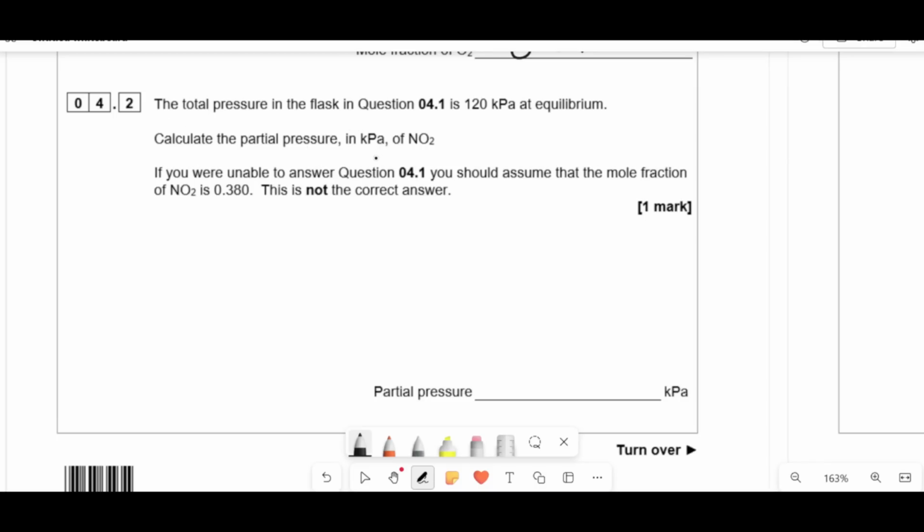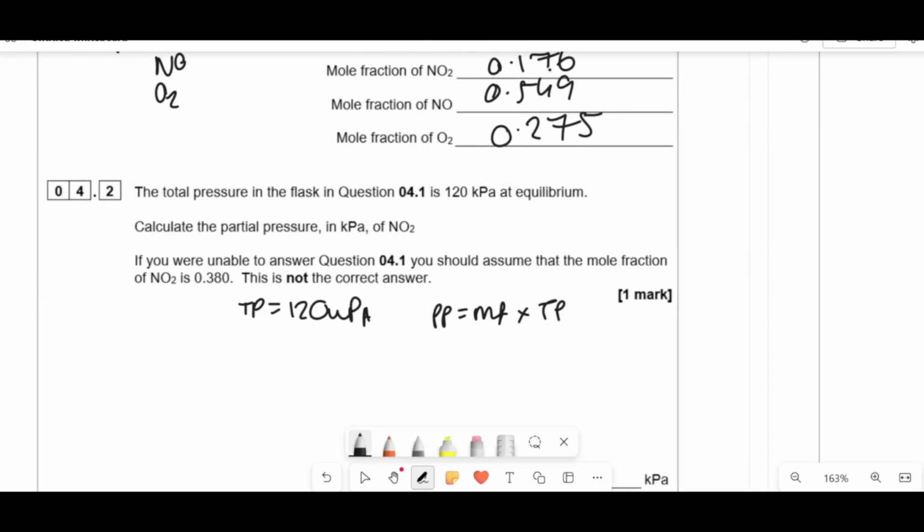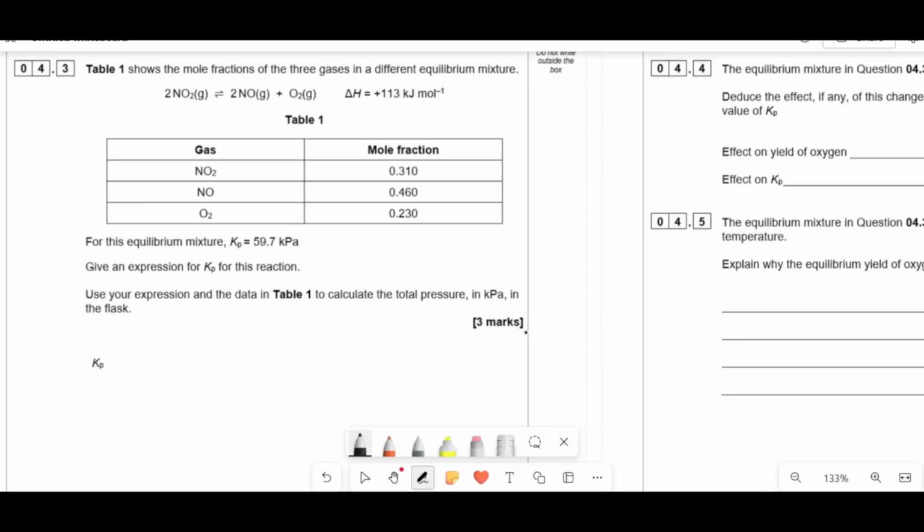There you go. So the total pressure in the flask in question for part 1 is 120 kilopascals at equilibrium. Calculate the partial pressure of NO2. They've told you that the total pressure is 120 kilopascals. To work out the partial pressure of something, it's just its mole fraction times the total pressure. Our mole fraction of the NO2 is 0.176. So you would just do 0.176 times 120, which gives us 21.1 kilopascals.